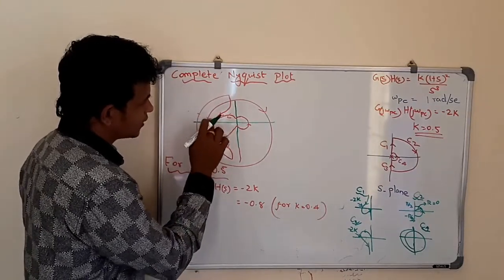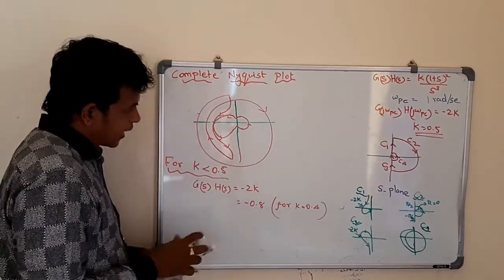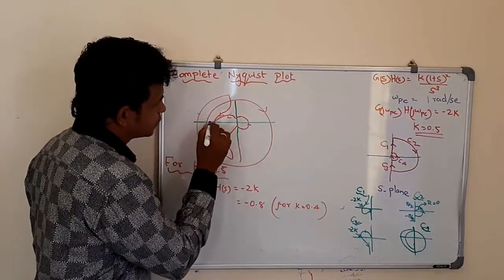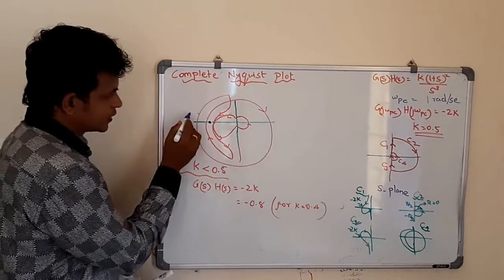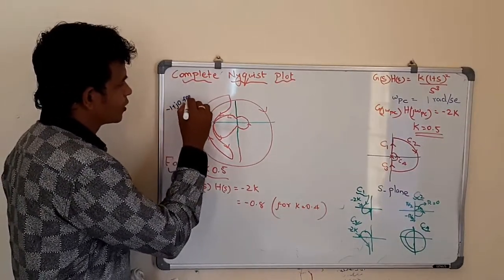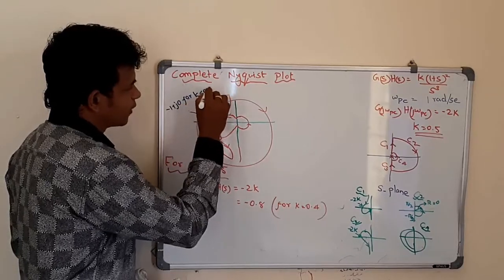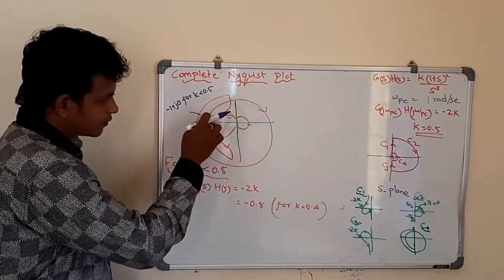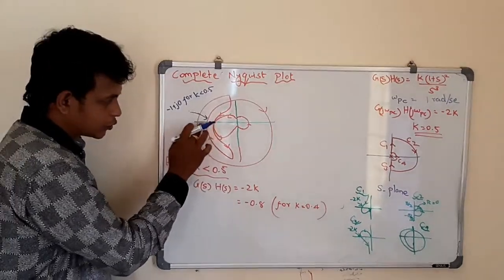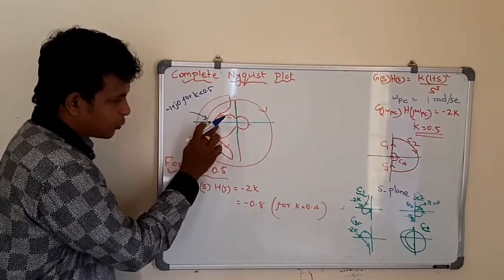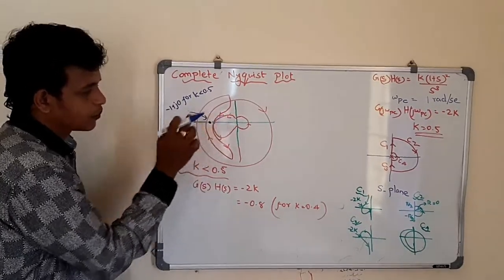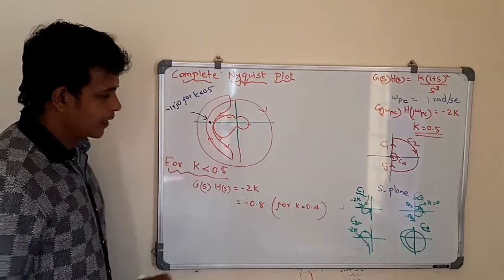Okay, so the left side of this point means we'll be having around here. So this point is minus 1 plus j0, for k less than 0.5. The radius of this arc is infinity, so it cannot go beyond this arc. It should be within this arc, but this is 0.8. It should be to the left of this point. Left of this 0.8, we are having minus 1 plus j0.